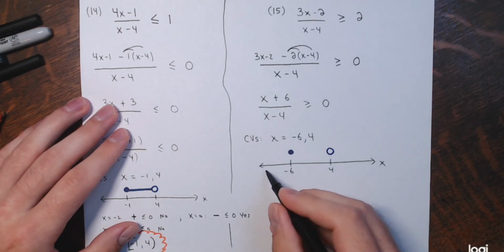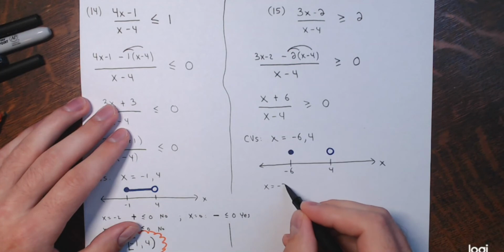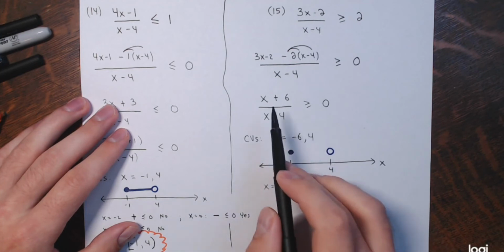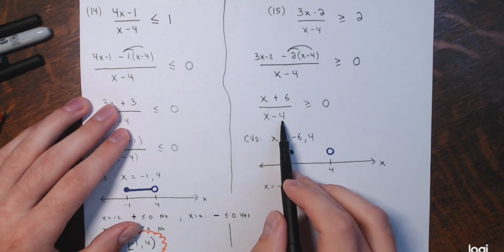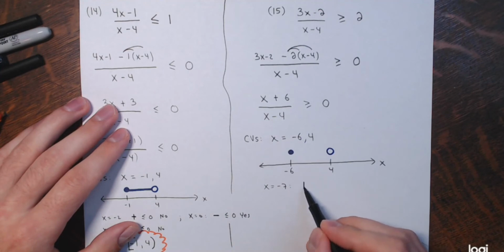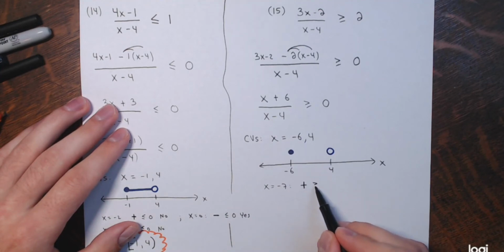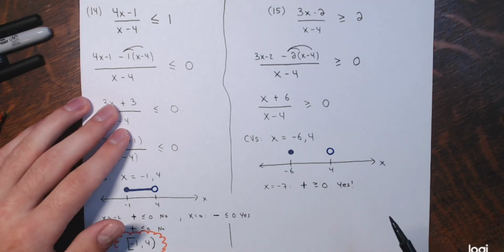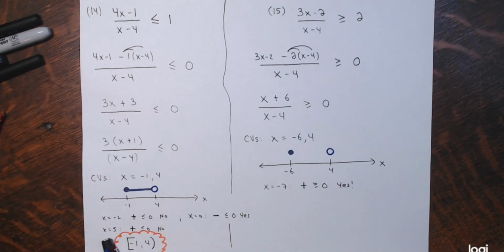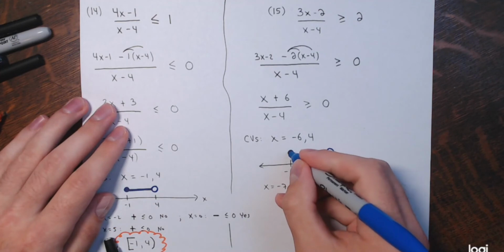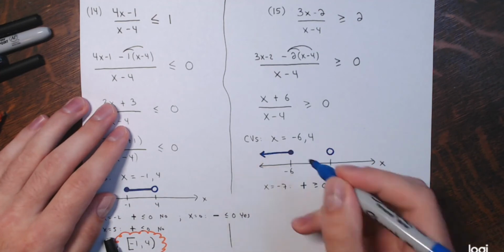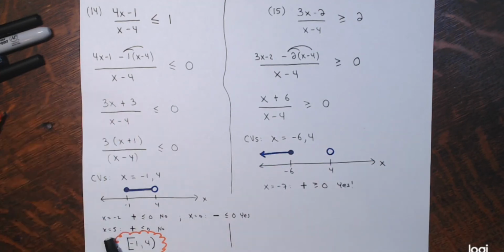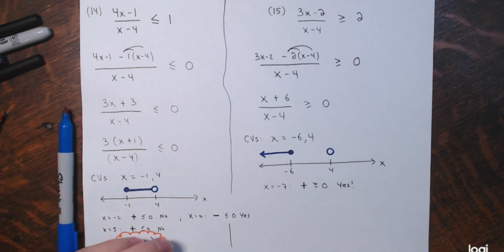So to the left of negative 6, how about we test just negative 7. The numerator would be negative, the denominator would be negative, so I'd have a positive number on the left, greater than or equal to 0, and that is a true statement. So for any value less than negative 6, we have a solution. I'm drawing that on my graph, the arrow to the left of negative 6.